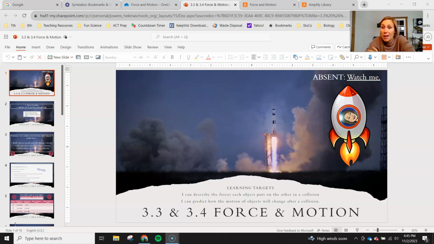So remember in our last lesson, 3.1, 3.2, we learned that when two objects collide, and again, we're focusing on two objects now versus just one, which is what we looked at in the first two chapters, no matter the size of those objects, they're going to put an equal force on each other, but in an opposite direction.